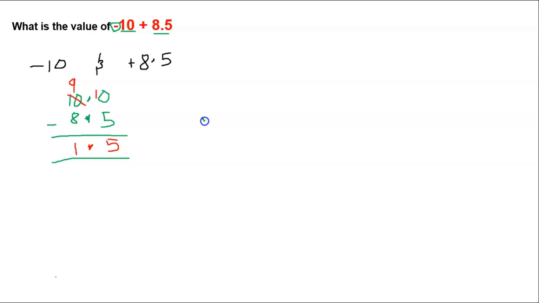So therefore, negative 10 plus 8.5 equals negative 1.5, because the larger number 10 is negative. And that's our answer. So remember, when the signs are different, you subtract the smaller number from the larger number and keep the sign of the larger number.